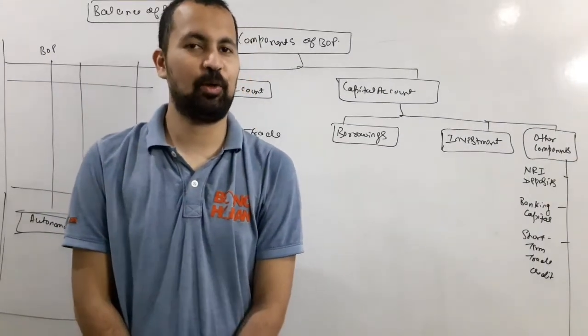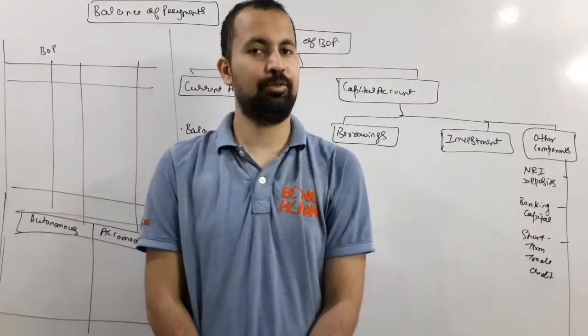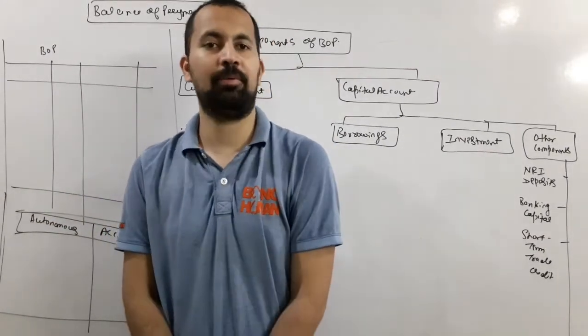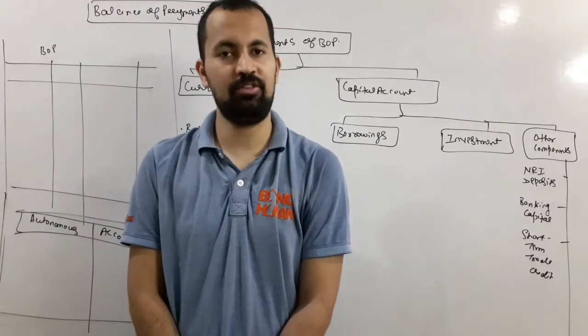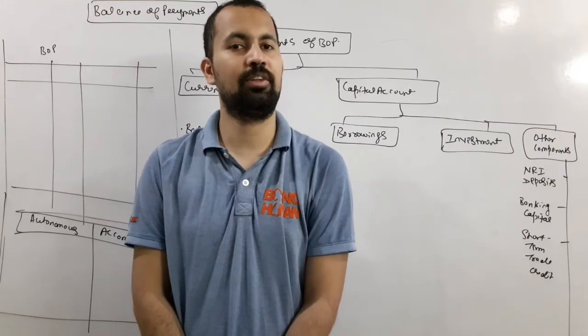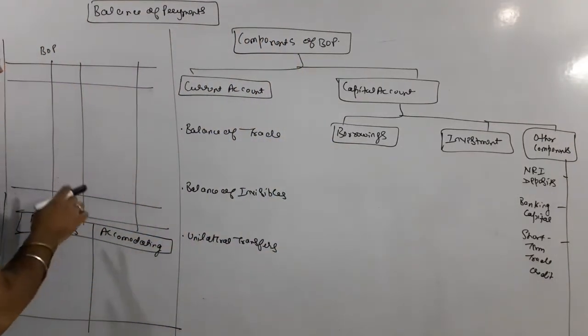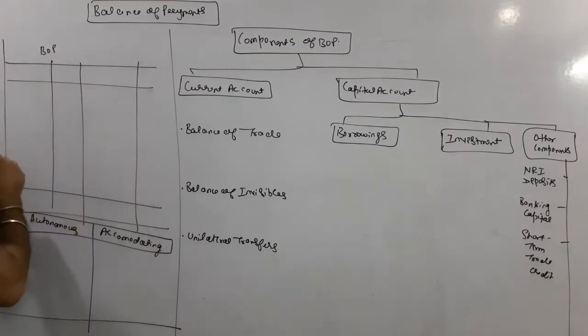In the next class of microeconomics, we are going to start with a new chapter, that is balance of payments. So first of all, what does balance of payments mean? Balance of payments means a statement of accounts that shows economic transactions of a country with respect to another. It is a statement of accounts, and it is based on the double entry book system.